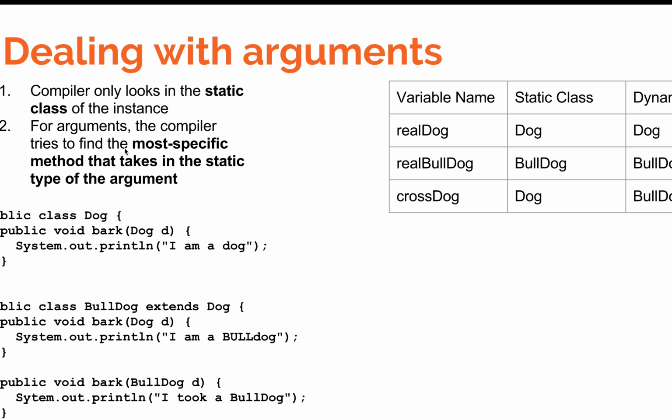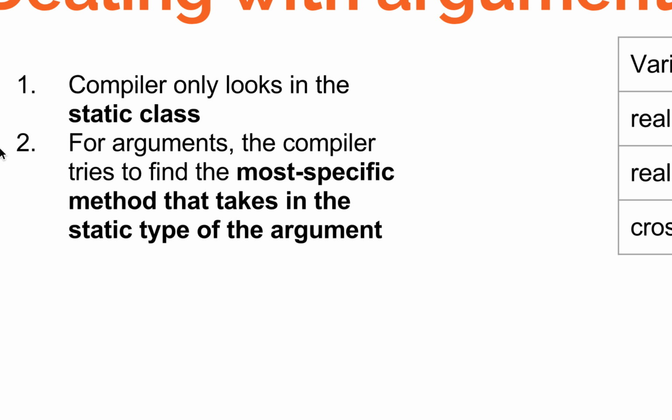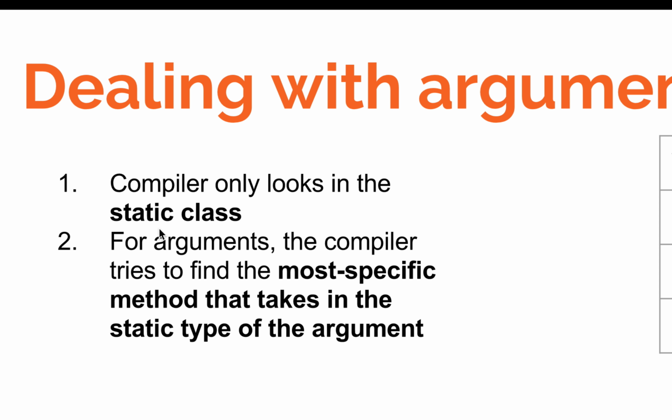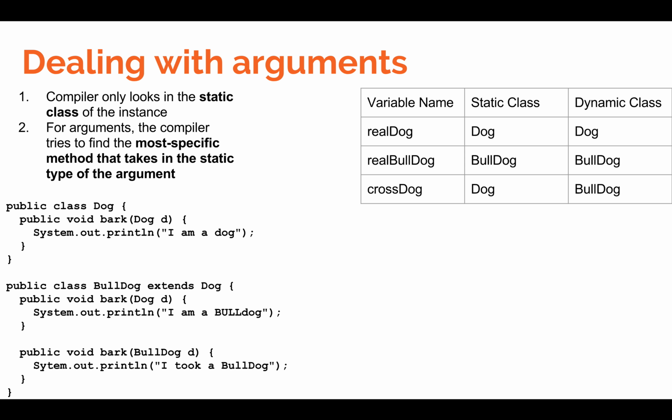Oh, whoops. The compiler only looks in the static class. We've seen this like 300 times now. For arguments, the compiler tries to find the most specific method that takes in the static type of the argument. Now, I know this is a mouthful. I'll show you examples. But let me read it out anyway, formally. For arguments, the compiler tries to find the most specific method that takes in the static type of the argument. Let's see what I mean by this.